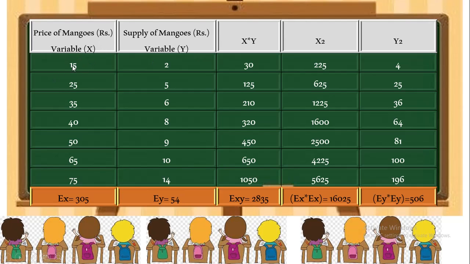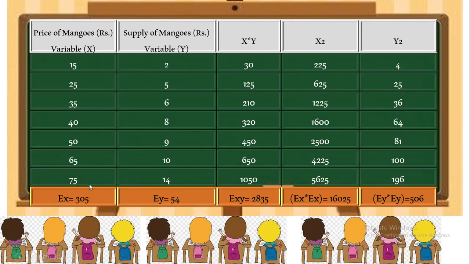Now the next thing we need to find Karl-Pearson correlation is x square. So we multiply x two times: 15 into 15 is 225, 25 into 25 is 625, 35 into 35 is 1225, 40 into 40 is 1600. This is x square, and when we make the total of this, sigma x square is 16025. In the same way, we get sigma y square, that is variable y multiplied by variable y. 2 into 2 is 4, and so sigma y square is 506.